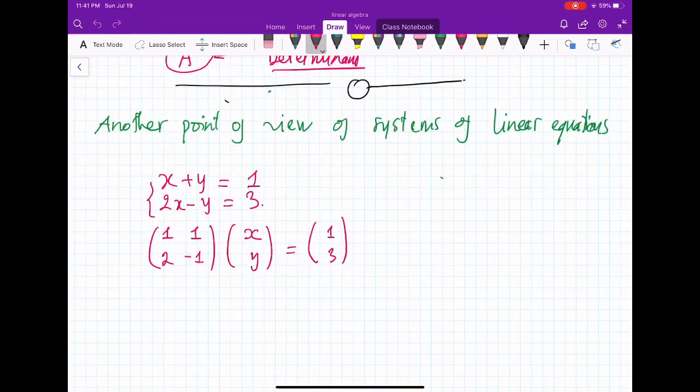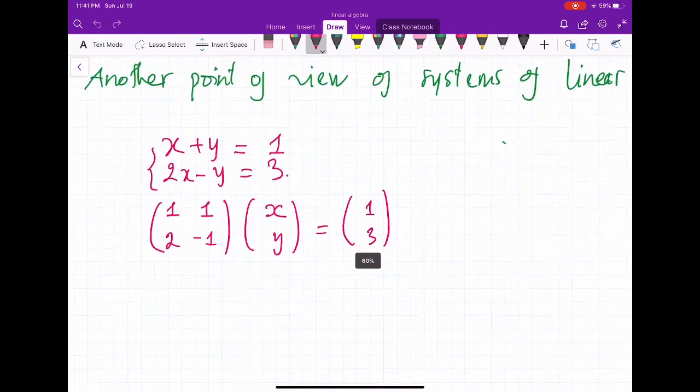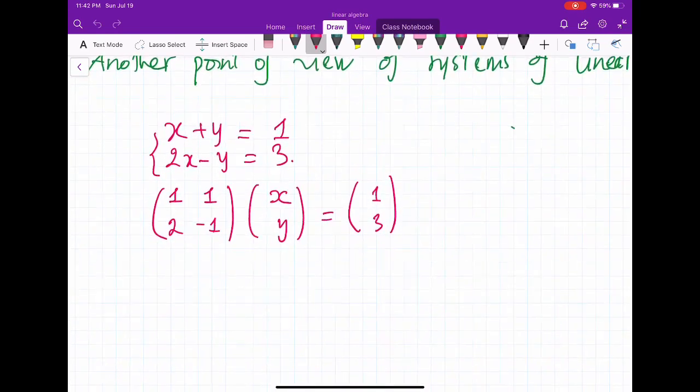Now let's consider another point of view on the system of linear equations. The original system looks like x plus y equal to 1, 2x minus y equal to 3, and we discussed how to rewrite this system in the form of matrices. And we see that is AX equal to B, and we consider this as a generalization of the equation ax equal to b.